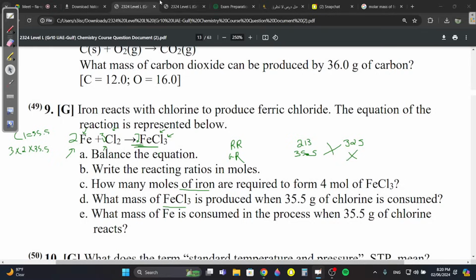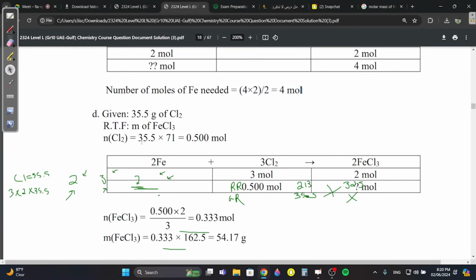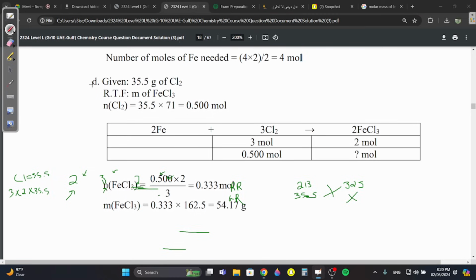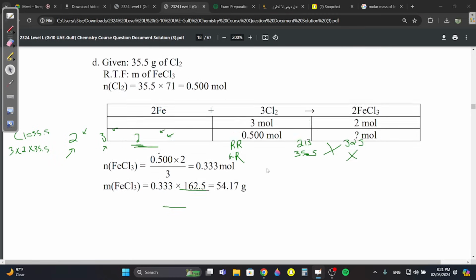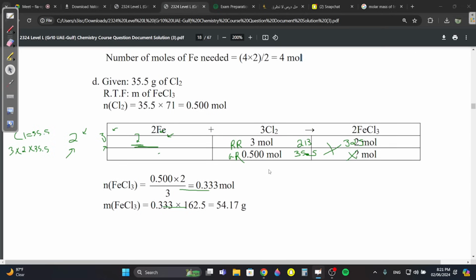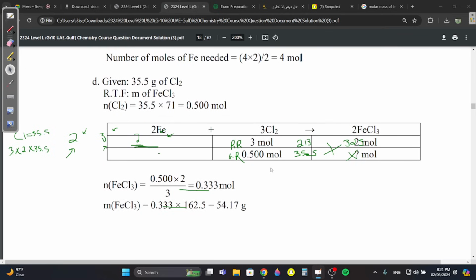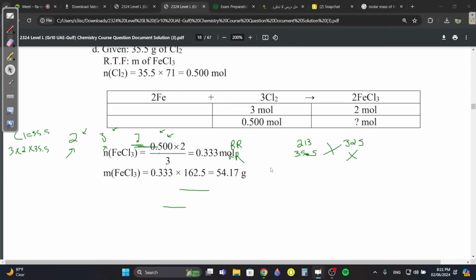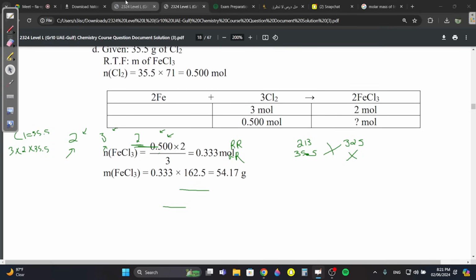Just check the solution. What's the answer? Over here. No, go back up, bro. They found the moles, and then they found the mass. Yeah, that makes sense, I guess. My way also works. Whatever you guys want.